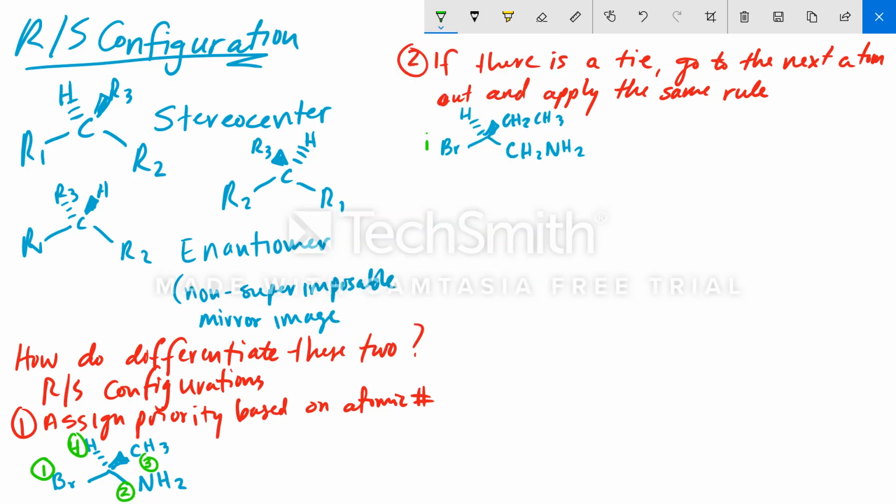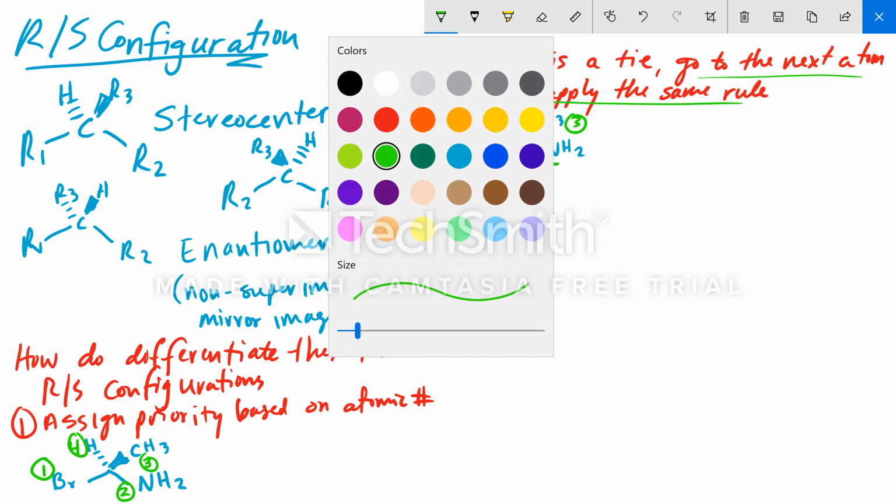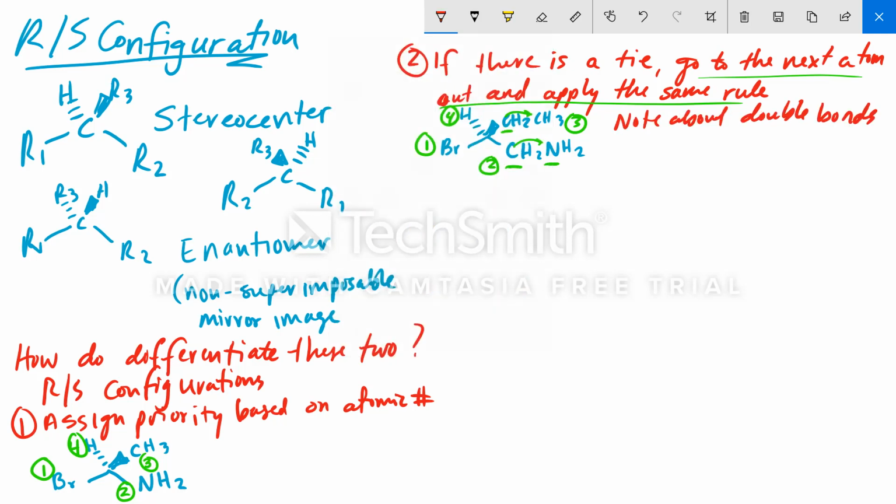So again, bromine has the highest atomic number, but when we compare these 3 groups, this is a carbon, this is a carbon. Wait, that's a tie. What do we do in that case? Well, we go to the next atom out and apply the same rule. So we go to the next atom out and say that's a carbon. Next atom out here is a nitrogen. Nitrogen wins. That means this is group 2. This would be group 3. And again, hydrogen is group 4. Hopefully that makes sense.